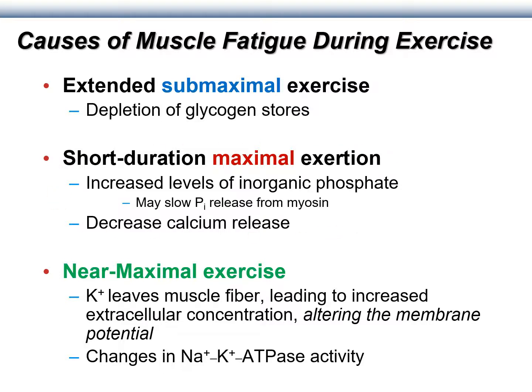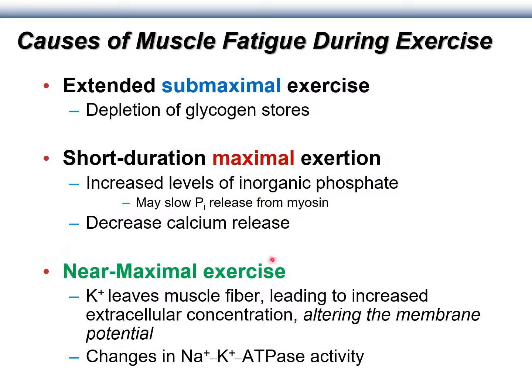If we have short duration maximal exertion, like for instance doing a pull-up or a body weight push-up, the main driver here is phosphate release as well as calcium issues. Either we have decreased calcium release because we already have calcium released out, or we have calcium leak. That is to say, we lose calcium to the extracellular fluid, and so we just don't have enough calcium in order to achieve continuing contraction. So those are kind of the two major mechanisms in maximal exertion.